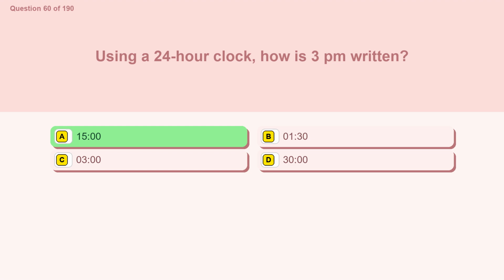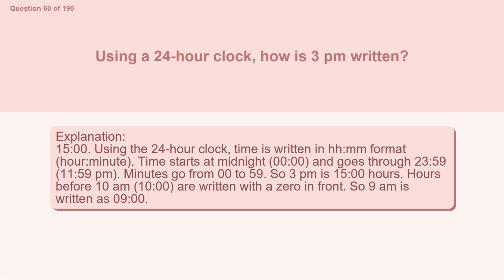The correct answer is option A, 1500 hours. Using the 24-hour clock, time is written in HHMM format, hour minute. Time starts at midnight, and goes through 23:59, 11:59 p.m. Minutes go from 00 to 59, so 3 p.m. is 1500 hours. Hours before 10 a.m., 10 o'clock, are written with a 0 in front, so 9 a.m. is written as 0900.